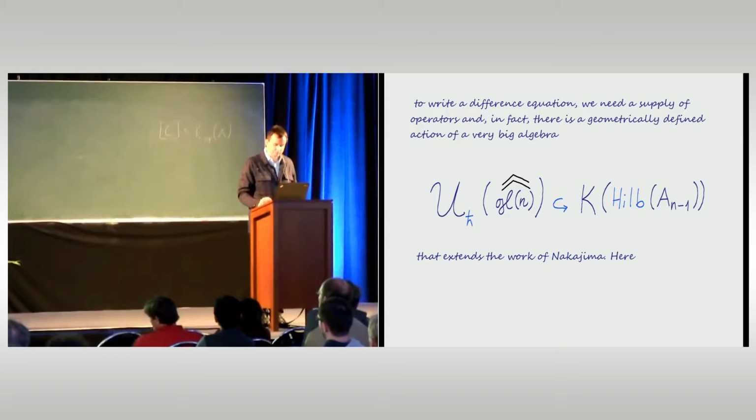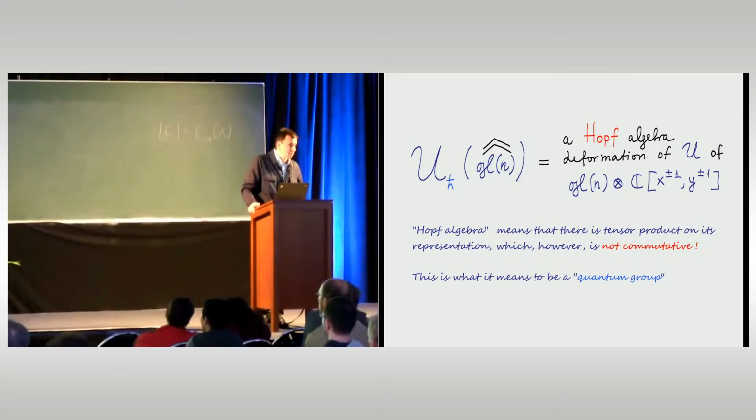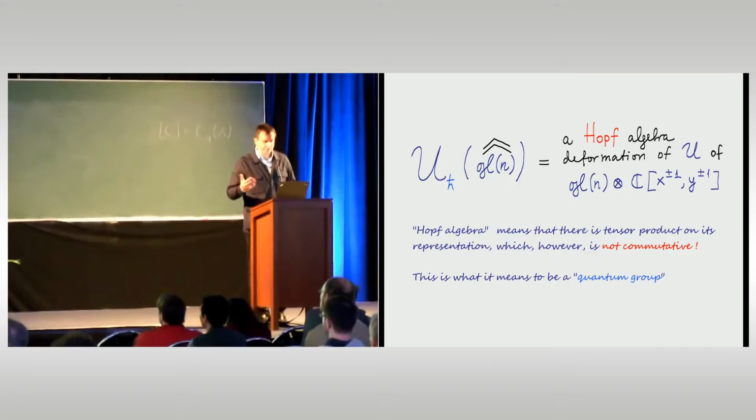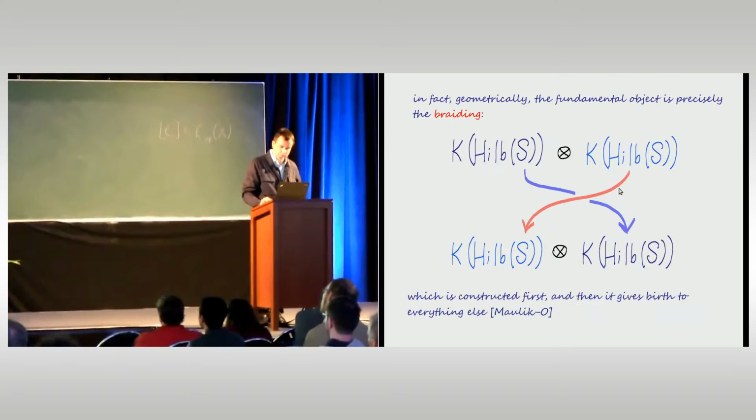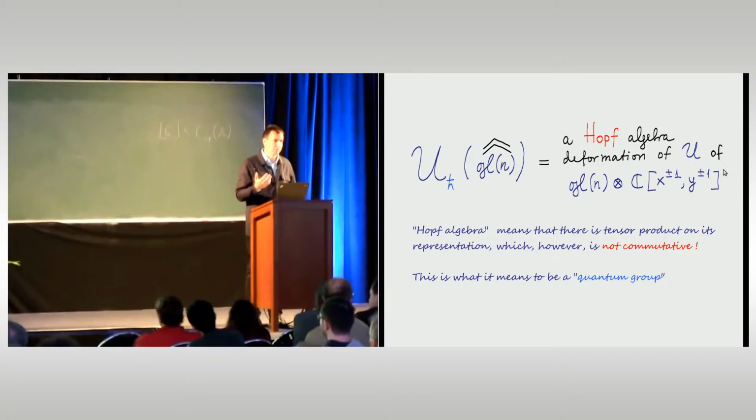What is this algebra? These algebraists very often think about their objects by saying, well, it's a certain kind of deformation of something I understand. And what is this a deformation of? If you look at this object here, what is this? These are Laurent polynomials in two variables with values in matrices. So the n by n matrices of Laurent polynomials in two variables.